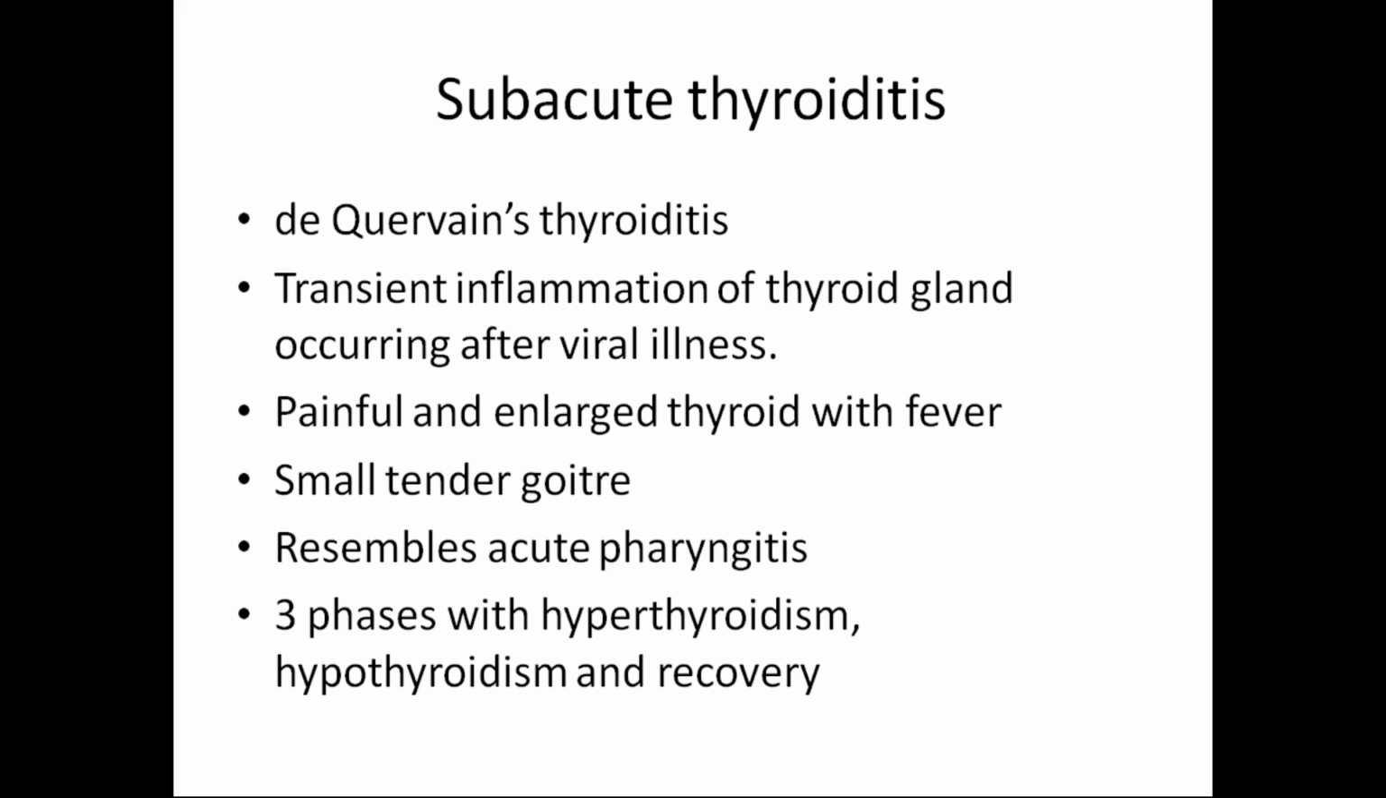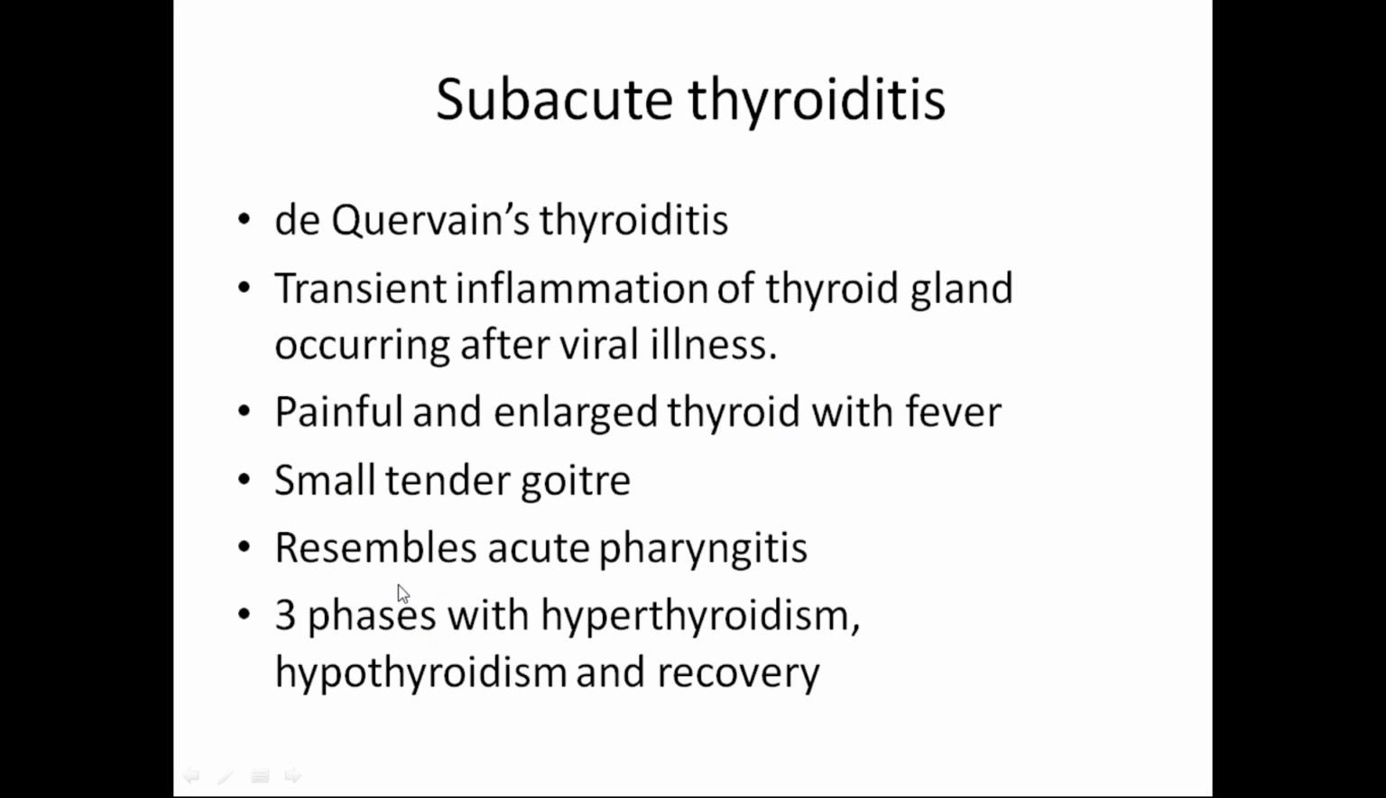The main features are throat pain. It resembles acute pharyngitis. The pain is in the throat, radiating to the jaw and the mastoid, and it is painful. The patient is unable to chew. Normally we think that it is an acute pharyngitis, but the differentiating feature is the presence of a small tender goiter, and there will be neck pain. There will be a painful and enlarged thyroid, and fever will be present.